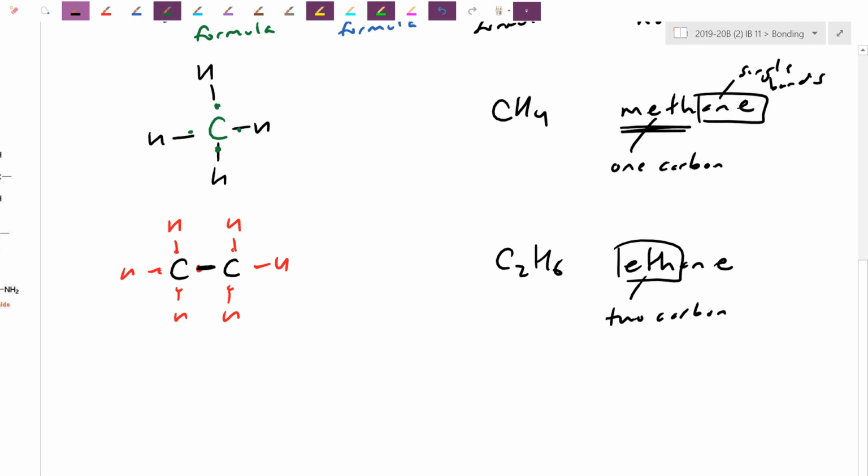Now the prefixes that used to be like 1 and 2, mono and di, will show up somewhere else, but at least in terms of the parent name here, meth stands for 1, eth stands for 2, and we're still in the A and E family. We're still in the alkane family, the single bonded family.